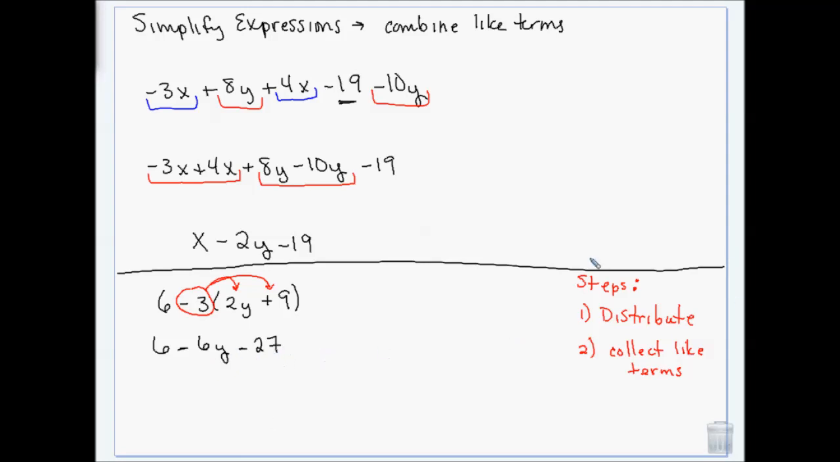Now my like terms are the 6 and the negative 27. Those are the constants. Constants are like each other. So if you want, you can rewrite them together. You don't have to, but sometimes it makes it easier. So I'm going to combine these because they're alike. And so I get negative 6y minus 21. And that is my final simplified expression.